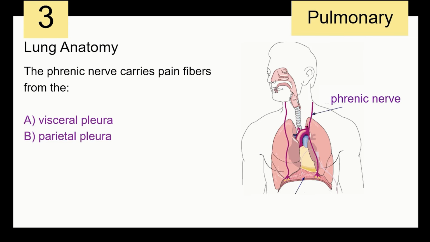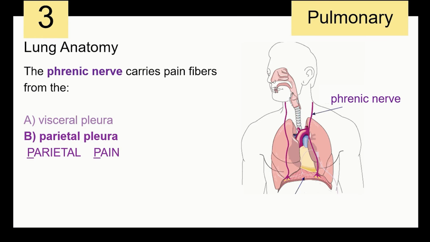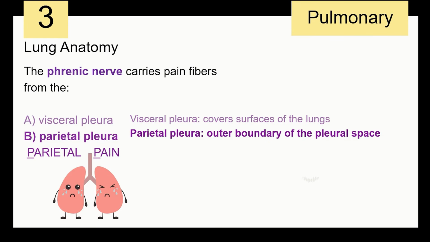Question 3. The phrenic nerve carries pain fibers from the visceral pleura or the parietal pleura, and the answer is the phrenic nerve carries pain fibers from the parietal pleura. P for parietal and P for pain. And that innervation that we're talking about is the phrenic nerve. 3 P's. And just a reminder, the parietal pleura is the outer boundary of the pleural space, whereas the visceral pleura covers the surfaces of the lungs.